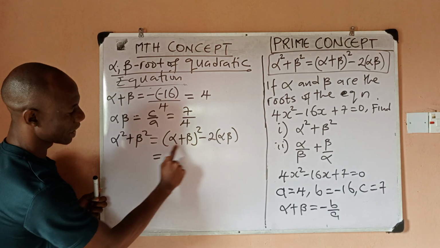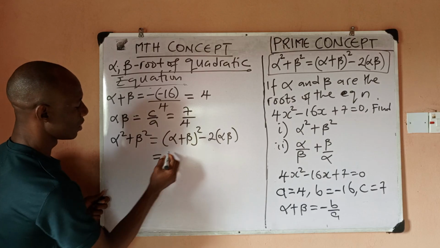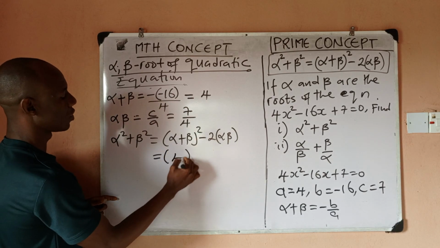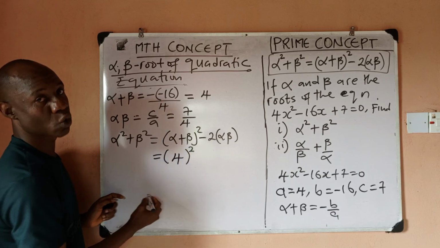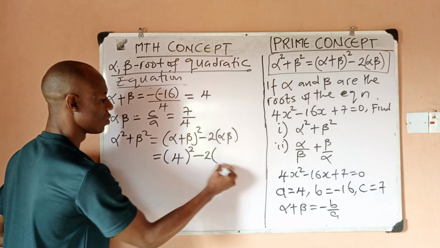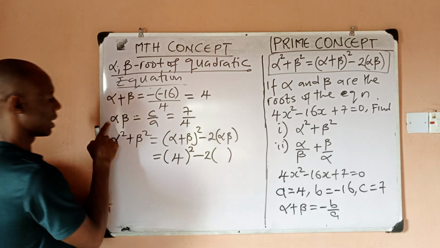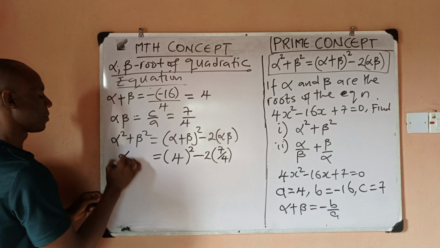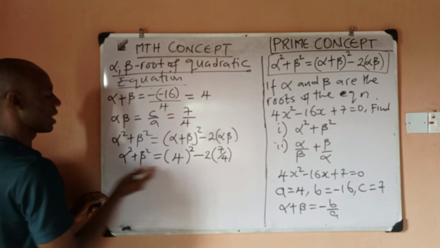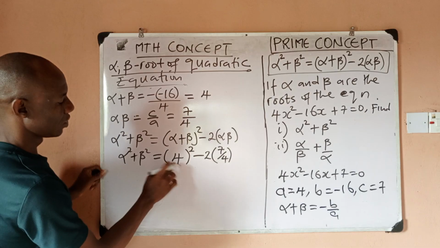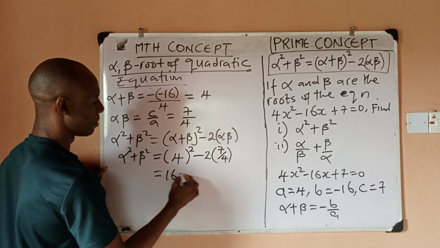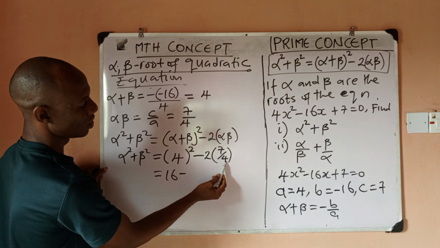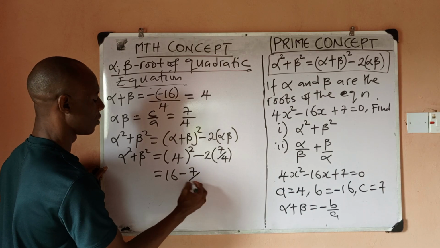Because in my formula now, I have alpha plus beta. So what did I get for alpha plus beta? I got it to be what? 4. So I would say 4, then all squared minus 2 into, what is my alpha beta? My alpha beta, I got it to be what? 7 over 4. So alpha squared plus beta squared can be gotten. So if I do this, this is going to be 16 minus, if I solve this, remember 2 in 4 would give you 2. So I'll have minus 7 over 2.